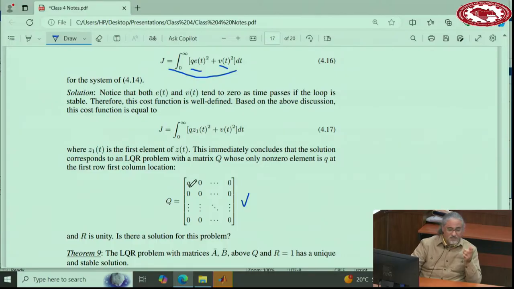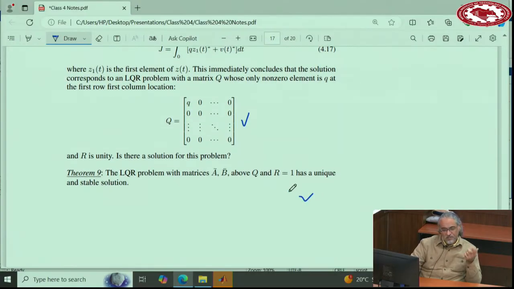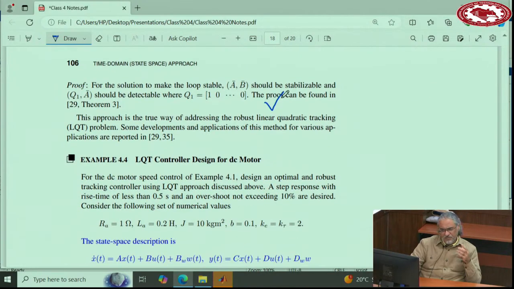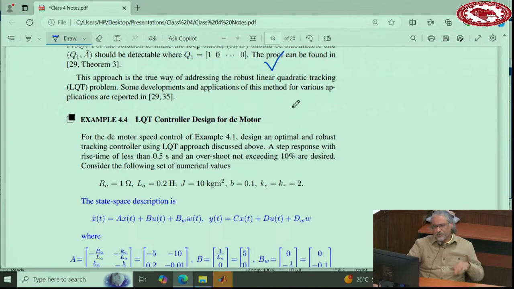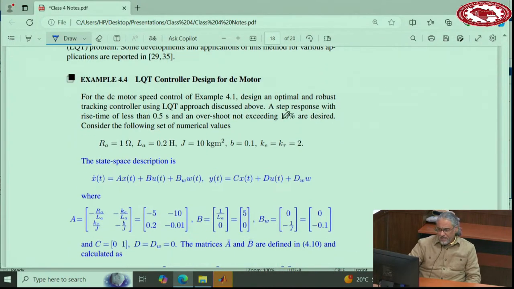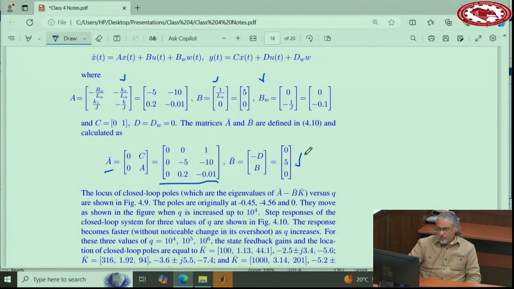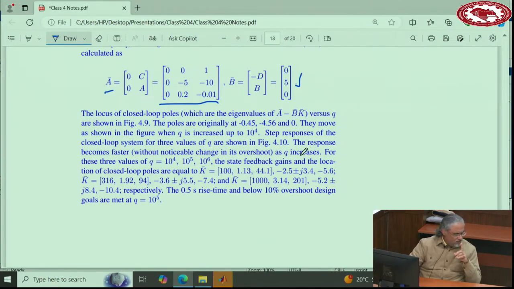Does the solution exist? I have proven here that the solution exists. Yeah, that's the proof, very simple. And I think I referred to some of the papers we had. But now let's go to this example, DC motor. In DC motor, we realized A is this one, B is this one, Bw for the disturbance. And now A bar is this 3 by 3, B bar is this one. So you only have one parameter q, and then you need to run LQR of A bar, B bar, Q, and R. R is 1.